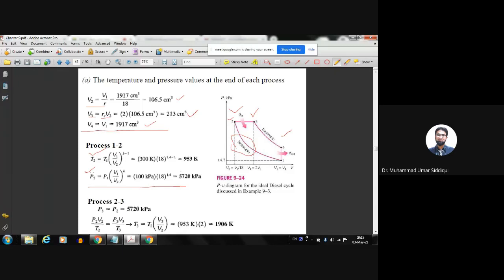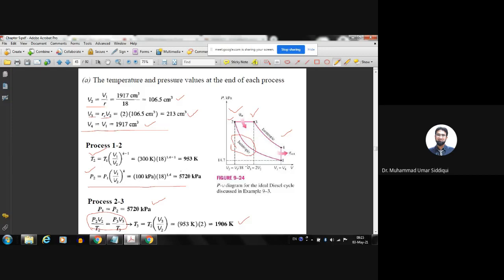For state point 3, we know that 2 to 3 is a constant pressure process. So whatever the pressure at 2 will be the same as pressure at 3. So we know the pressure at 3. Then we also know that this equation is valid throughout the cycle: P2 V2 over T2 equals P3 V3 over T3. So we can use this to determine T3. So now P3 and T3 we have already determined.